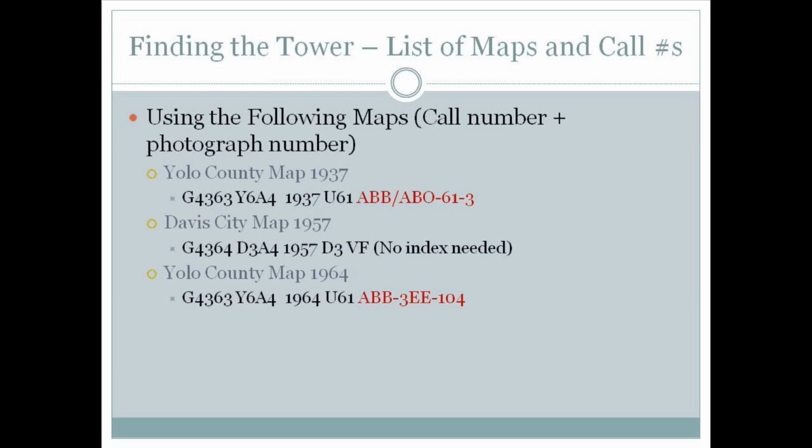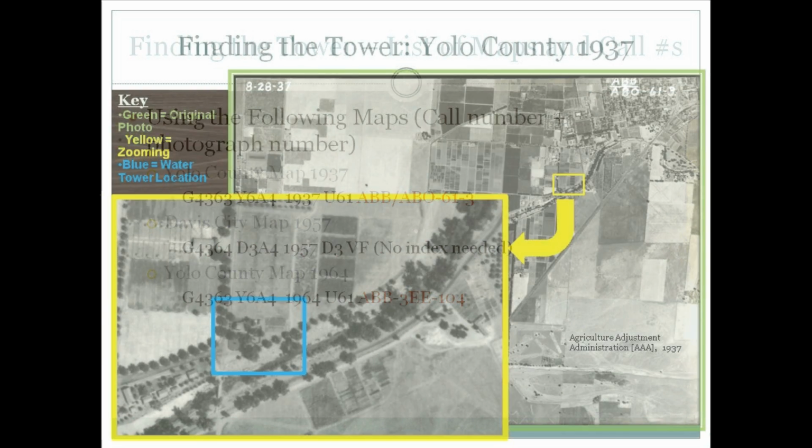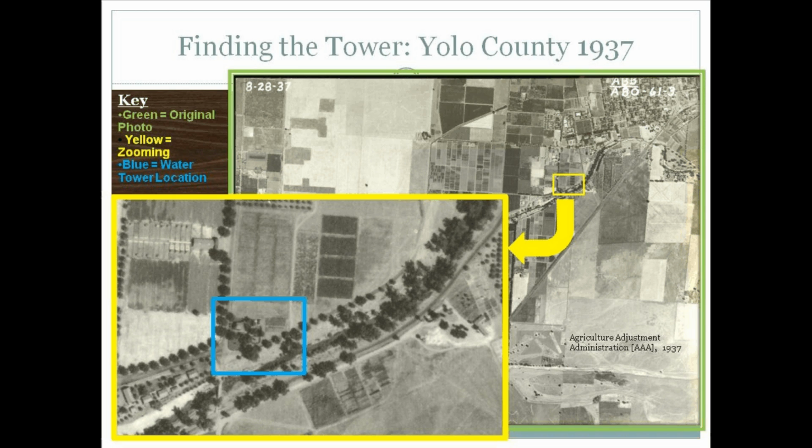After consulting the aerial photography guide and the photo mosaic, we have the necessary information to search the photo sets. We'll need the 1937 and 1964 Yolo County maps, and the Davis City map of 1957. The red indicates individual photos we found using the photo mosaic indices. On this slide, the original photo is outlined in green. Outlined in yellow is the zoomed section of the map. The blue box indicates the relative location of the modern-day tower. In the zoomed photo, we can see that the tower has not been built. The area seems to be primarily farmland.